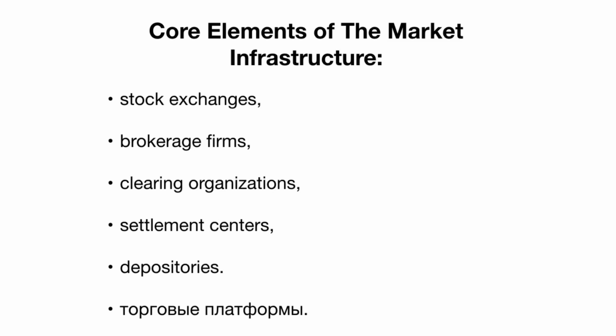Market infrastructure is the set of organizations and technological solutions that ensure the stable functioning of the stock market. Its core elements include stock exchange, brokerage firms, clearing organizations, settlement centers, depositories, trading platforms. Each of these elements performs a specific and well-defined function.